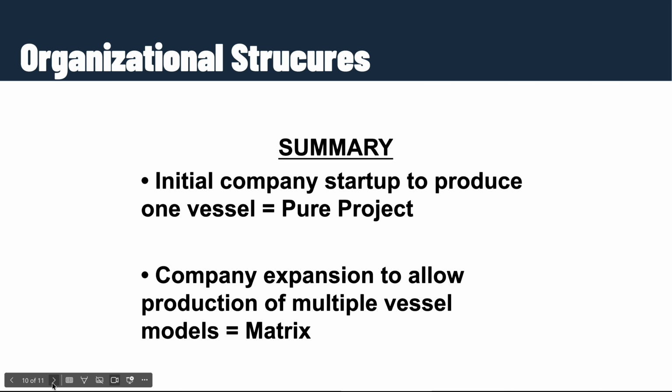To summarize, during the initial startup phase, when producing one vessel, the pure project organizational structure is the best fit because it provides focus, speed, and unity. During the company expansion phase, when producing multiple vessel models and investing in research and development, the matrix organizational structure is the most effective because it allows resource sharing and long term scalability. As our company grows, our organizational structure evolves to meet new strategic demands.